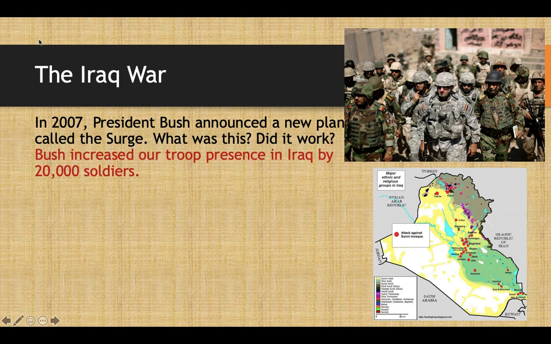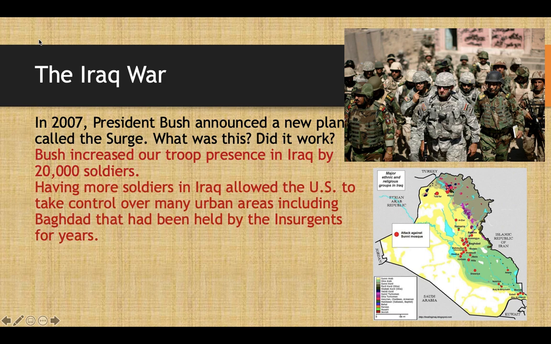So his new plan was called the Surge, and this was introduced in 2007. Bush increased our troop presence in Iraq by 20,000 soldiers. And a lot of people at first said, wait a minute, it's not going well now. A lot of Americans are dying, and you think the solution is more soldiers. So there was a lot of criticism of Bush for this decision, but it actually worked.